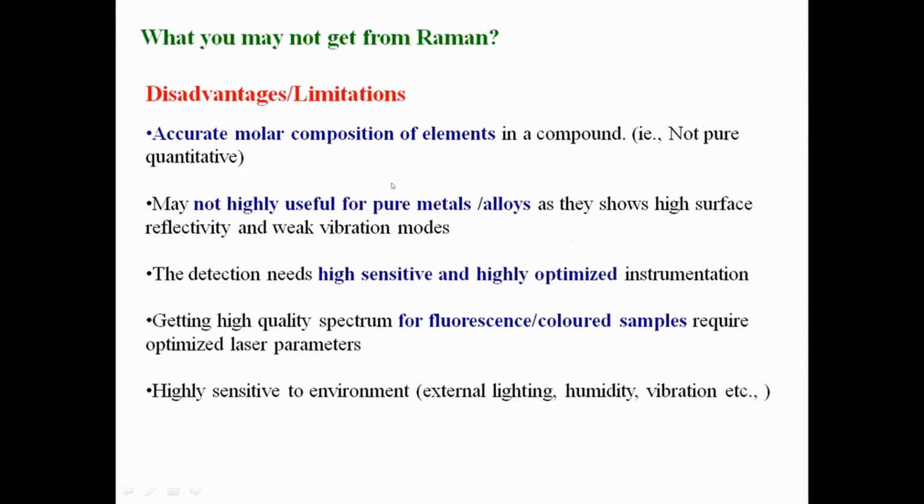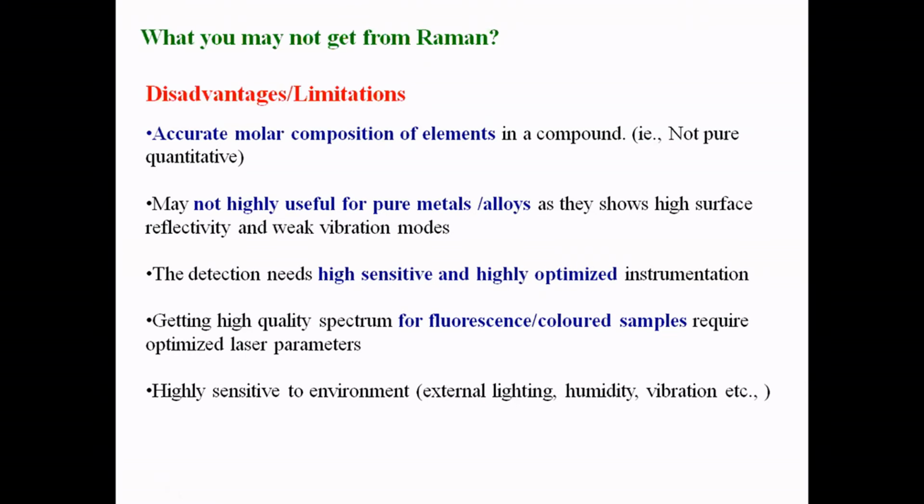And what are the disadvantages or limitations? It's not a quantitative measurement. You will not be able to tell the quantity or composition directly from the technique. It is purely qualitative. Is the compound present or not? Is this functional group there or not? That kind of thing you can easily conclude, but you will not be able to do compositional calculations. And it is not advisable for metallic substances, pure metals and alloys, unless they have surface oxidized species.